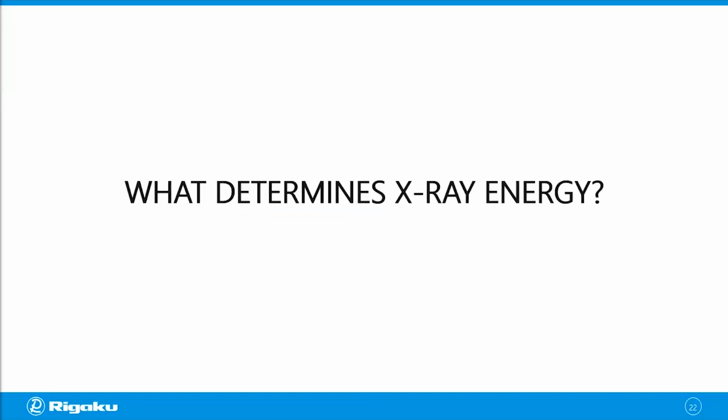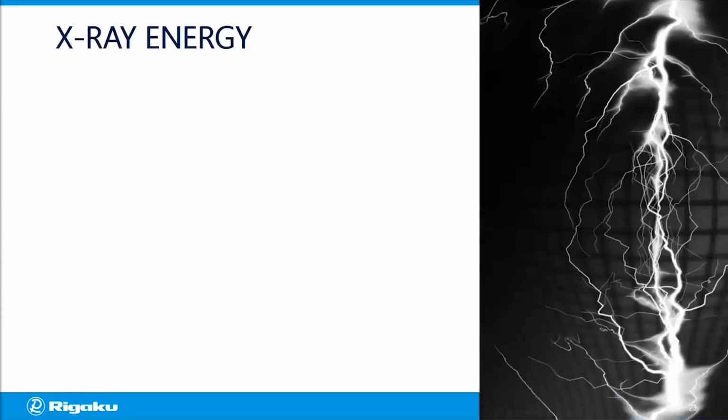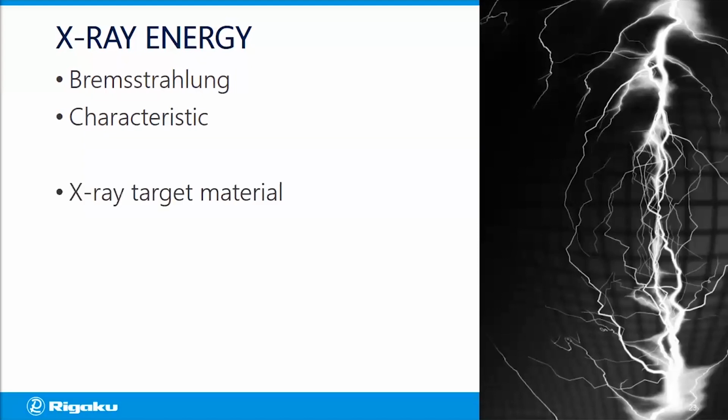If you're using a lab-based X-ray source, an X-ray generator, as opposed to synchrotron radiation, there are two mechanisms for X-rays to be generated. One is called Bremsstrahlung radiation, and the other is called characteristic radiation. The energy of X-rays in both cases depends on the X-ray target material, applied voltage, and the filter. To understand how X-ray energy depends on those three parameters, let's take a look at how X-rays are generated.